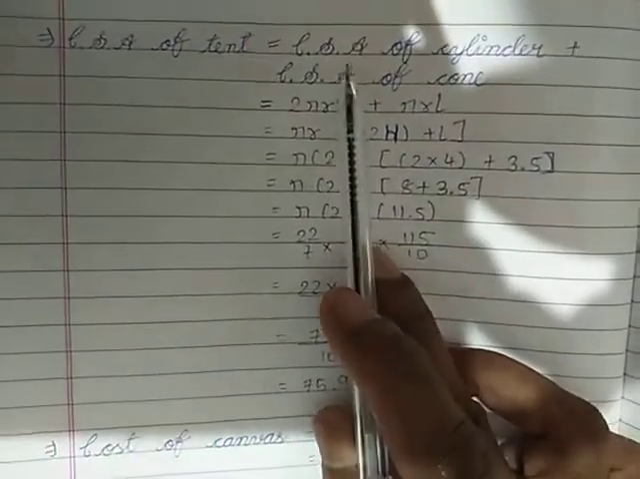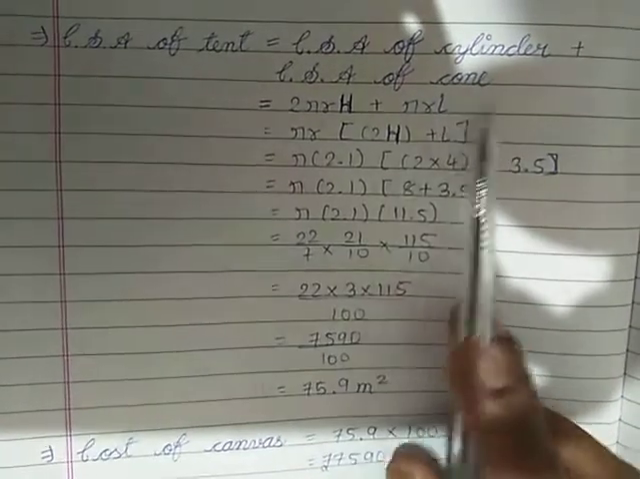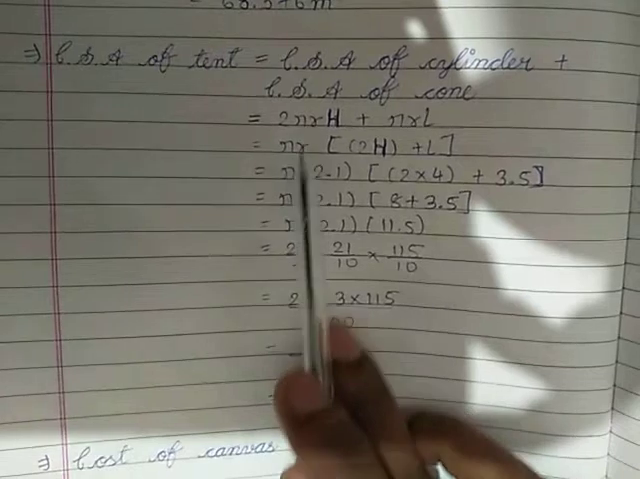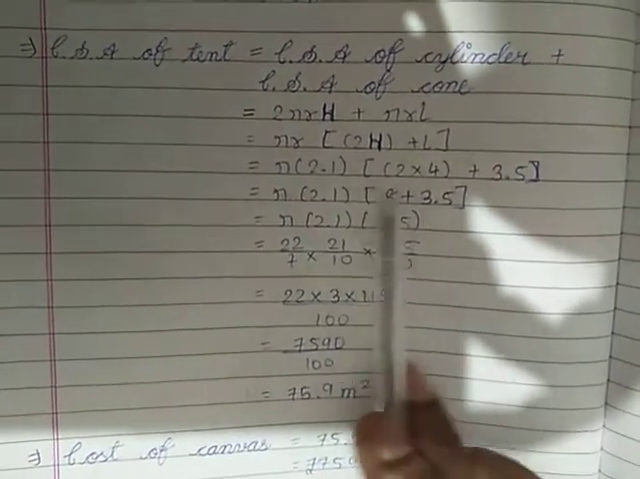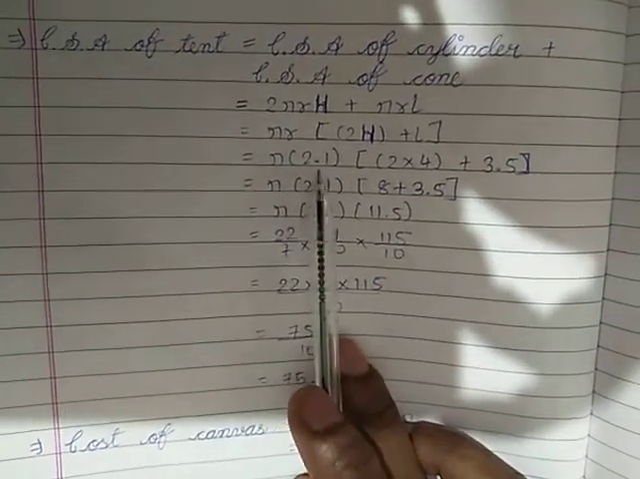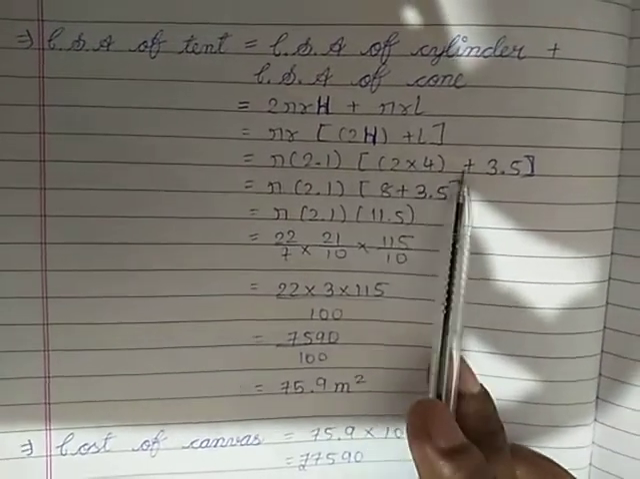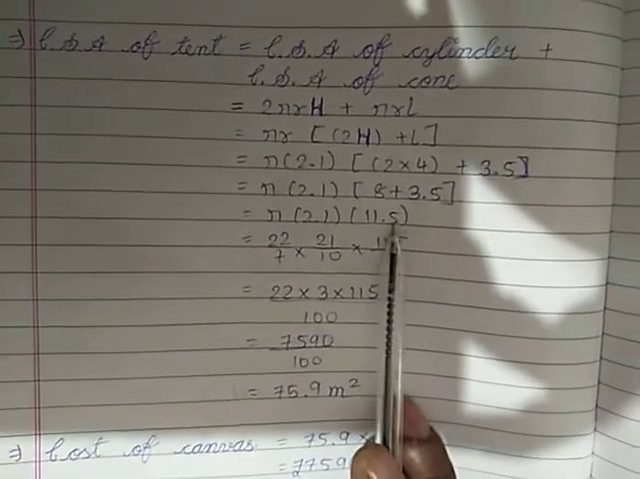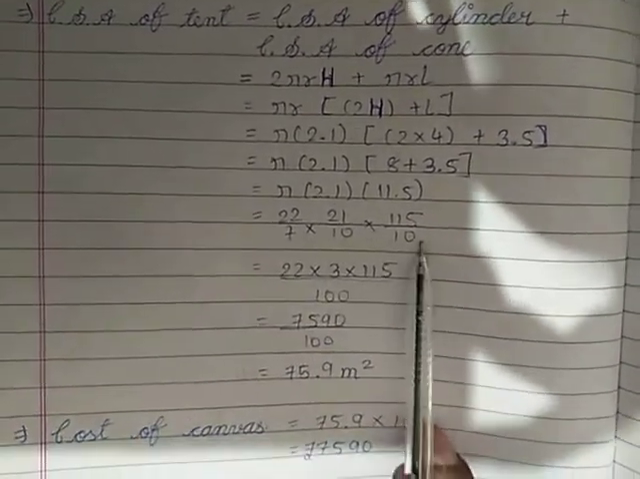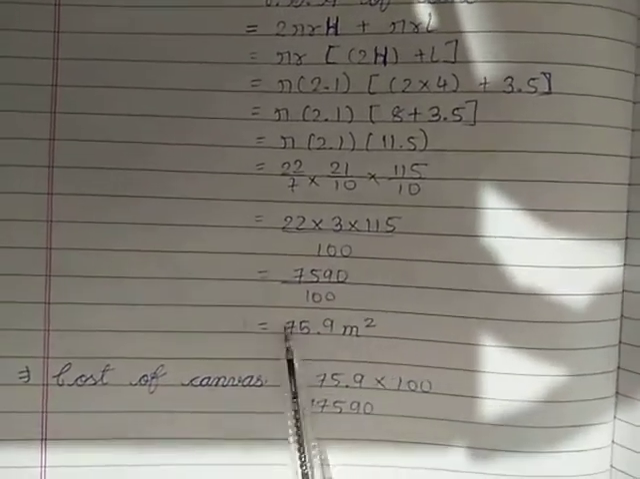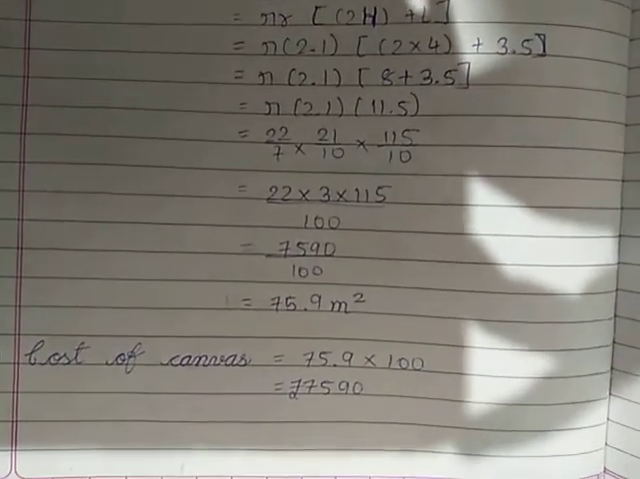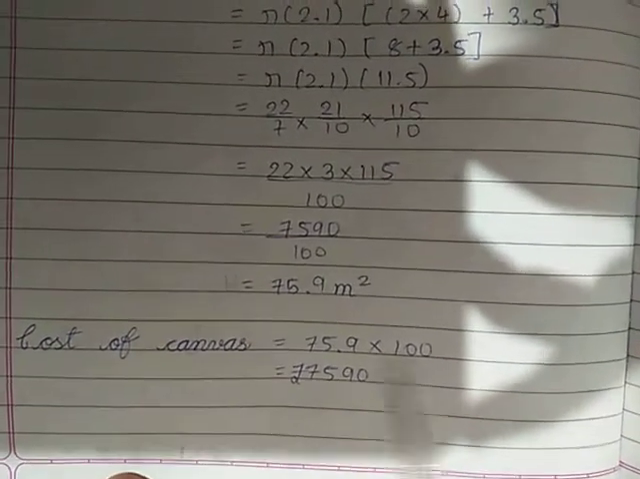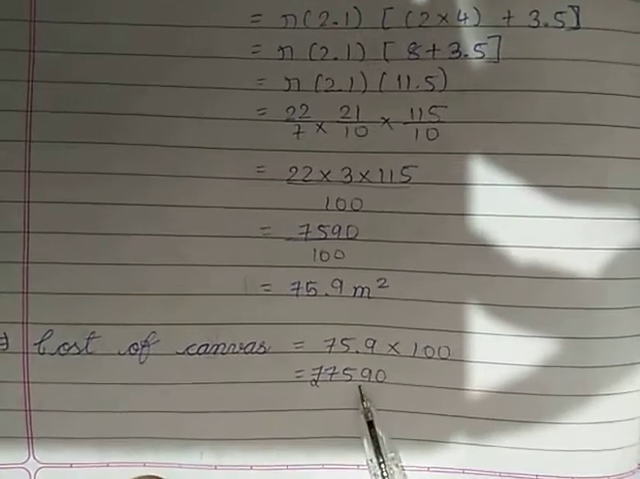CSA of tent is CSA of cylinder plus CSA of cone. It is 2 pi rH plus pi rl. So if pi r is taken common, it is 2H plus l. So pi into 2.1, this is 2 into 4 plus 3.5. So 8 plus 3.5, this is 11.5. Simplify it now by removing the decimal, you will get the answer 75.9 meter square. So the cost of canvas is 100 per square meter. If we multiply, you will get the answer 7590.